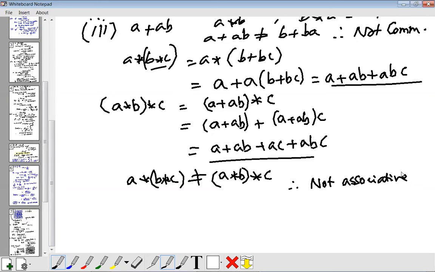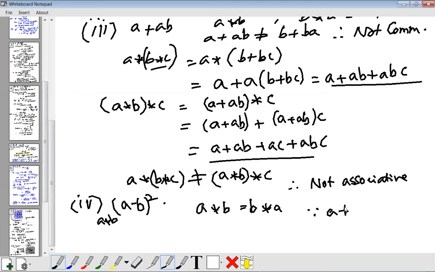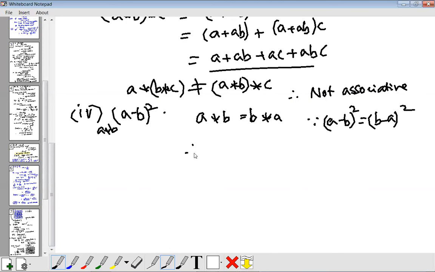So we have the next one, A minus B whole squared. Fourth one is A minus B whole squared. That's A star B. So A star B equal to B star A, since (A minus B) whole squared equals (B minus A) whole squared. Therefore, commutative.